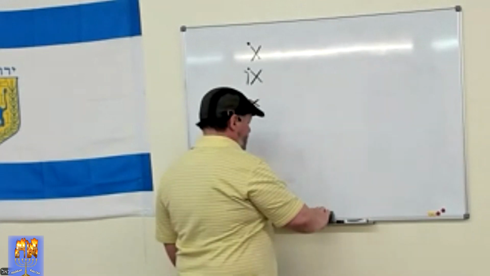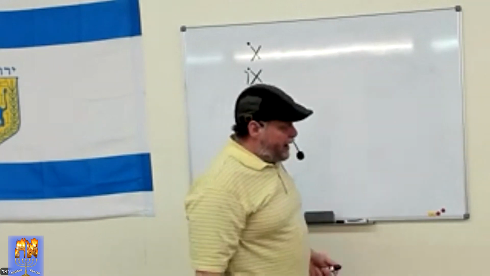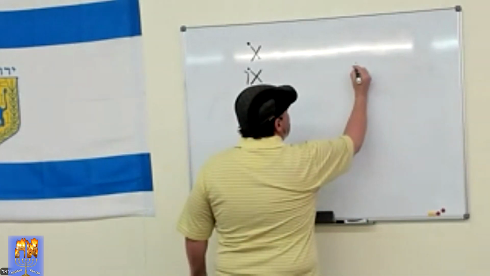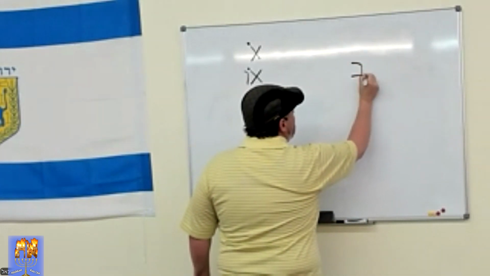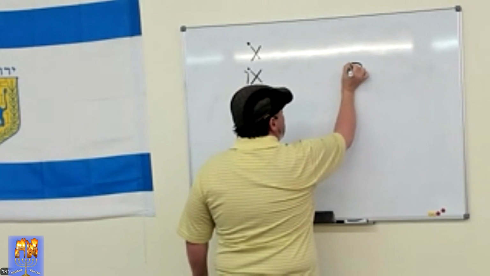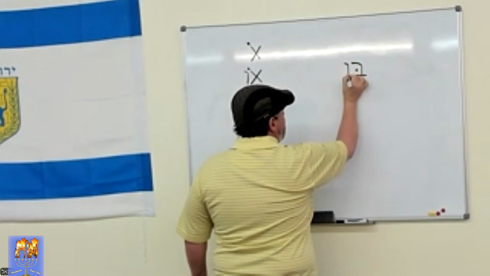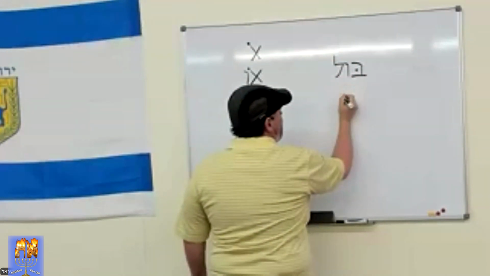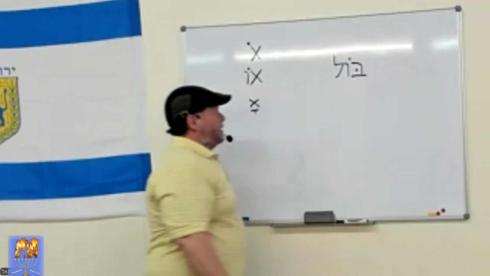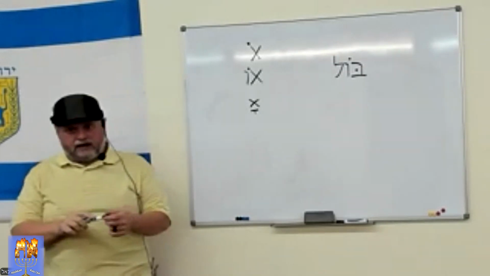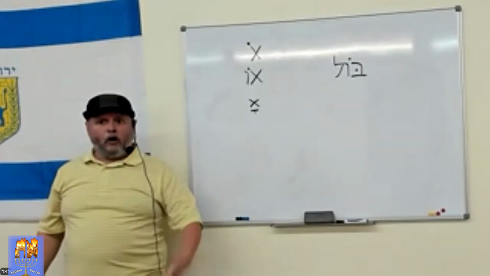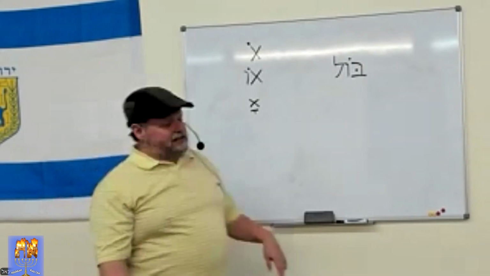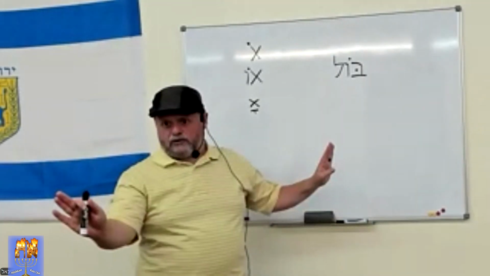All right? Now, Kiri Kyod works the same way. So let's say I had the letter Beit, and I had that Yud there, and I had a Lamed, and I had a mark over top there. How would I pronounce that? Bowl. Like what you eat out of, right?